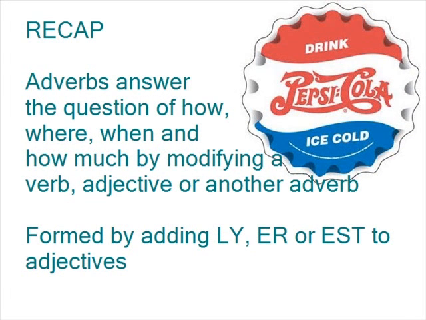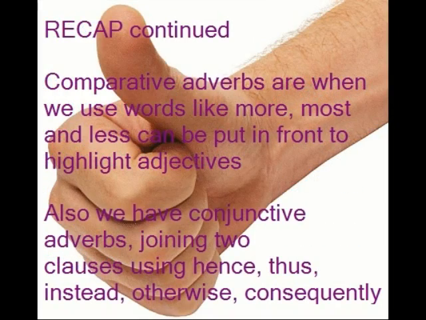A recap on what we have learned about adverbs. They typically answer the question of how, where, when, and by how much, by modifying a verb, an adjective, or another adverb. They are most commonly formed by adding ly, er, or est to adjectives. We also have comparative adverbs, which are when we use words such as more, most, and less, and they can be put in front of adjectives to highlight the adjective. We also have conjunctive adverbs, where we're joining two clauses together using words such as hence, thus, instead, otherwise, and consequently.